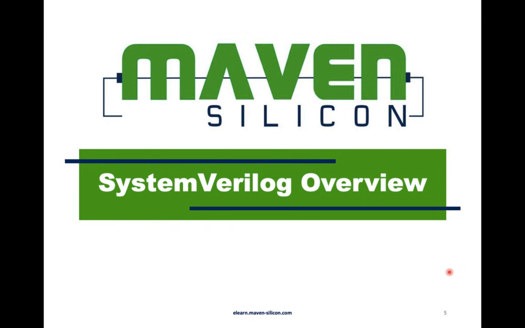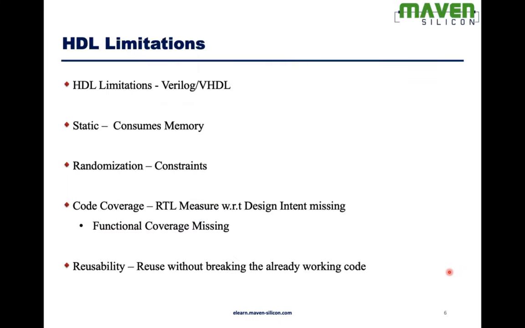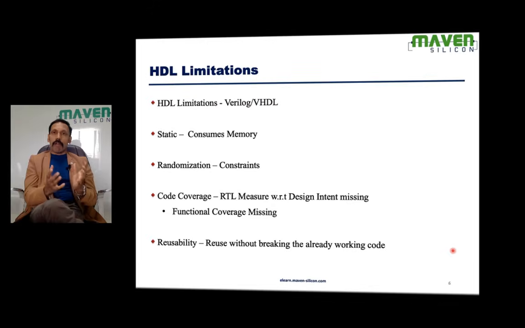What is SystemVerilog? HDLs like Verilog and VHDL have their own limitations. Basically, HDLs are static in nature, so they consume a lot of memory. What it means is you have to define everything upfront while writing the source code. You write the source code and then you compile.